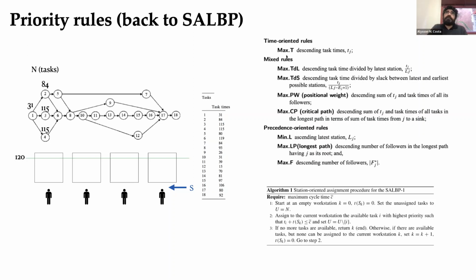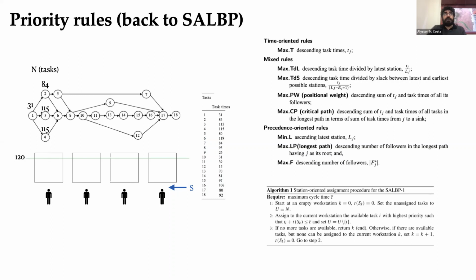So the simple priority rule here is maximizing the task time. So I sort the tasks in terms of their task times. And what I do is, for all tasks that are available, I try to assign the task with the highest task time to the station. In this case, the only task available in the beginning of the line is task 1. So I assign this task to the first station. Then these 3 tasks become available. I look at the one that has the largest task time, and I see if it can fit here.